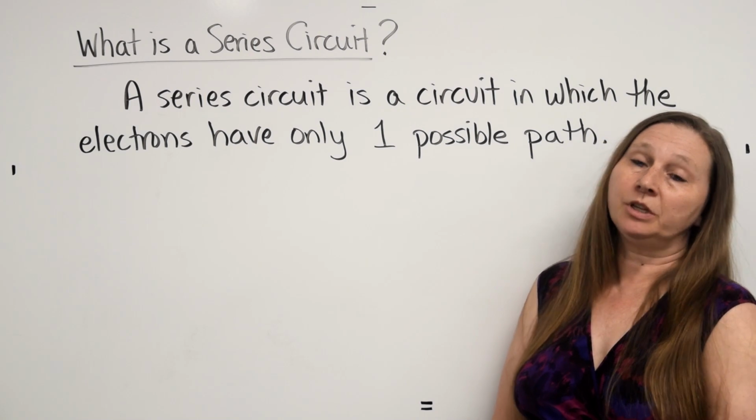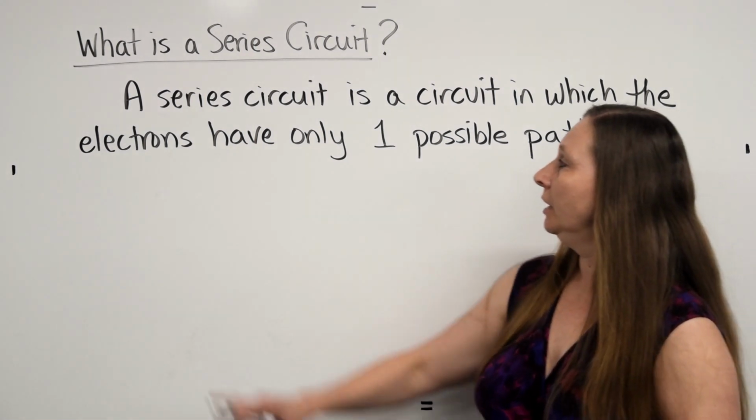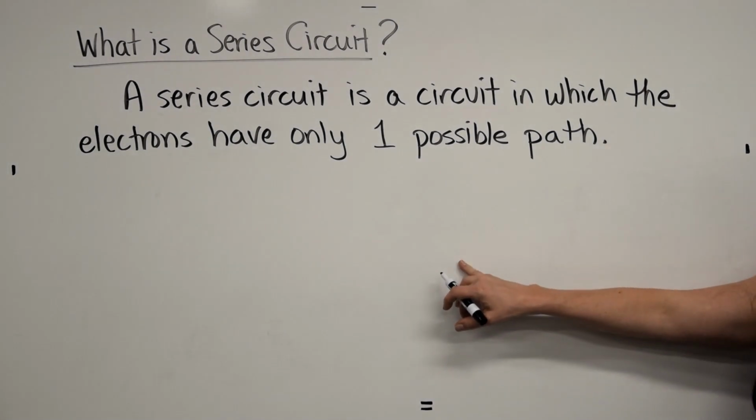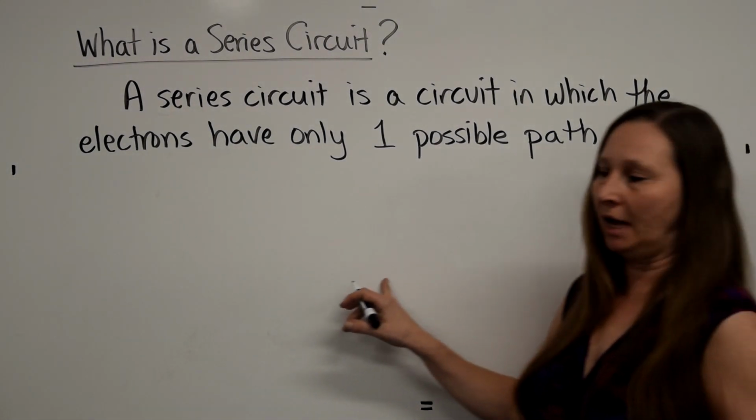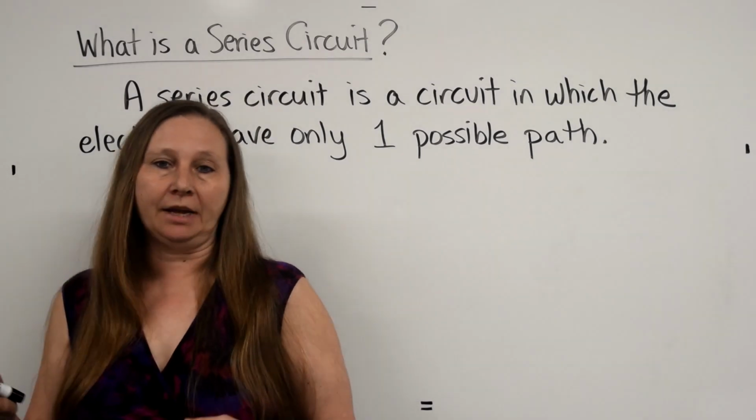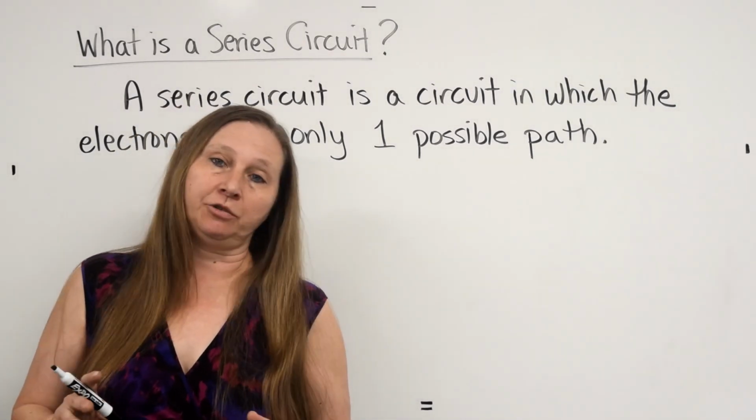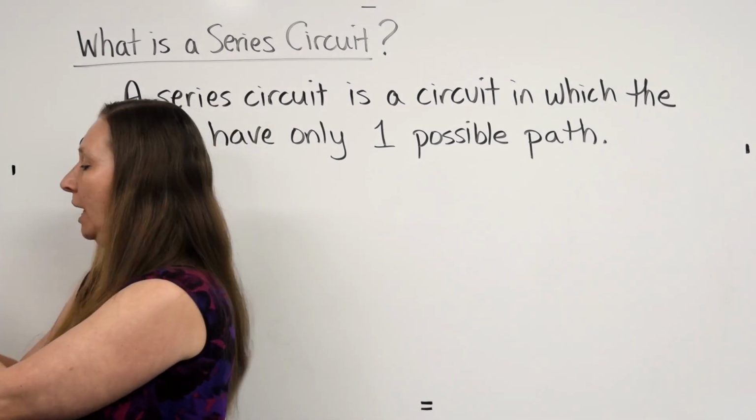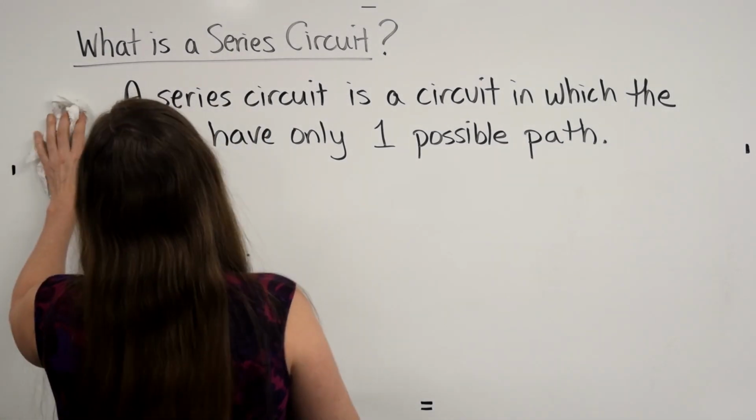All right, so let's start with a simple definition of a series circuit. Copy this down. A series circuit is a circuit in which the electrons have only one possible path. There's no place where the mob of electrons can split up and head off in different directions. They all have to follow the same path.